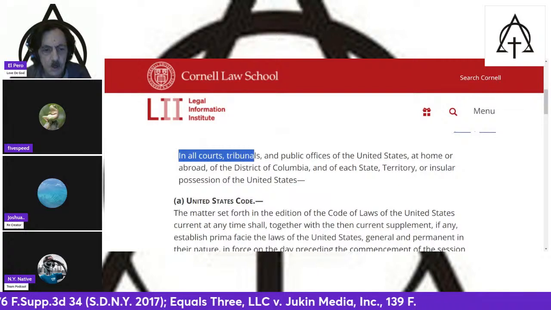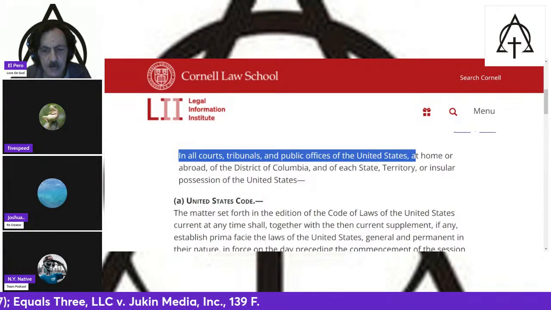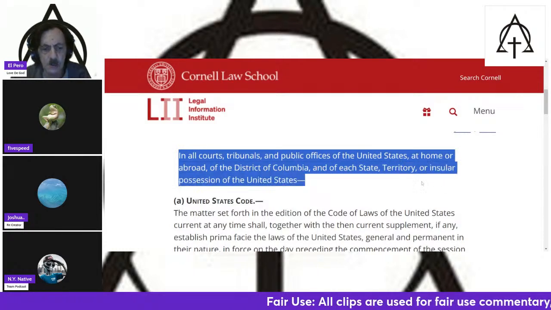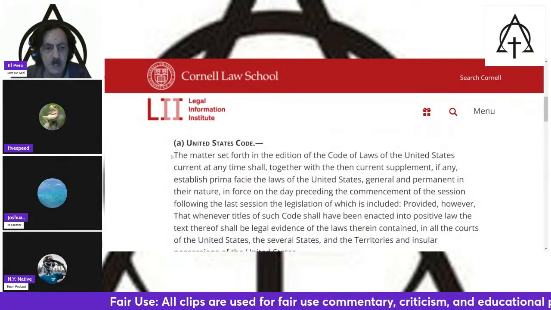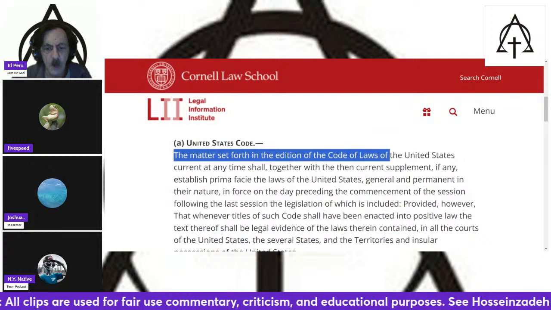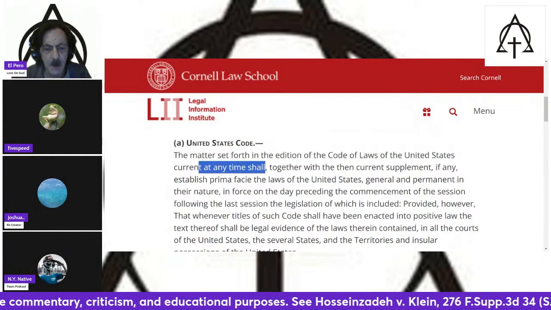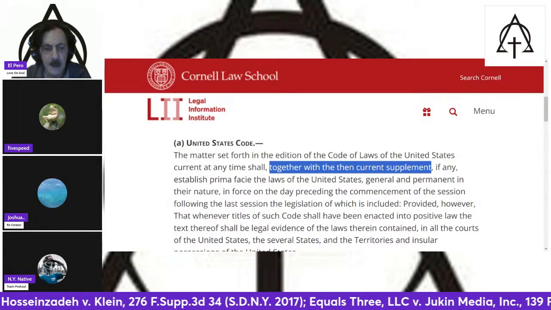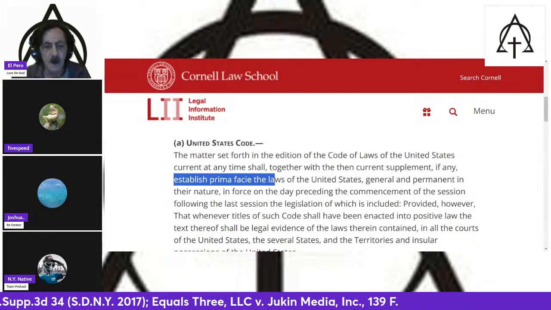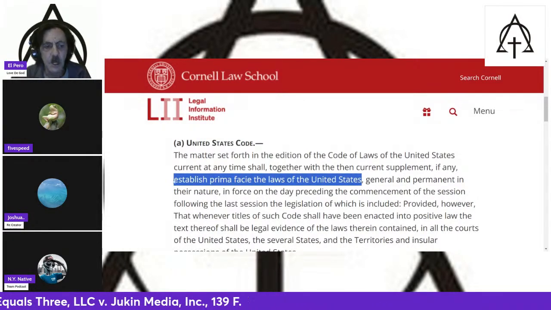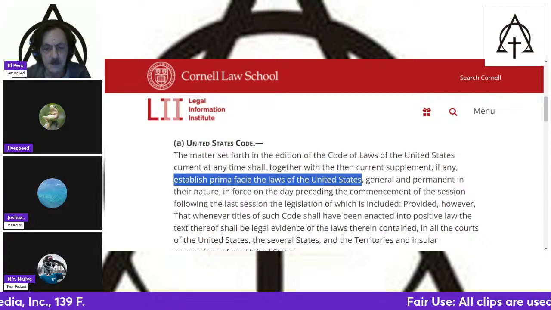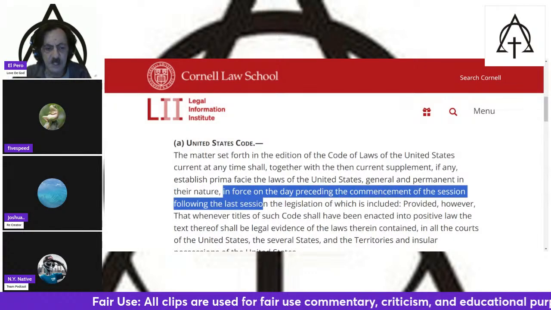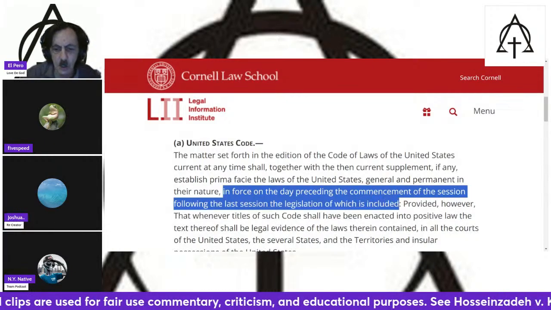In all courts, tribunals, and public offices of the United States, at home or abroad, of the District of Columbia, and of each state, territory, or insular possession of the United States. The United States Code: the matter set forth in the edition of the Code of Laws of the United States, current at any time, shall, meaning a future reference, together with the then current supplement, if any, establish prima facie the laws of the United States, general and permanent in their nature, in force on the day preceding the commencement of the session following the last session the legislation of which is included.